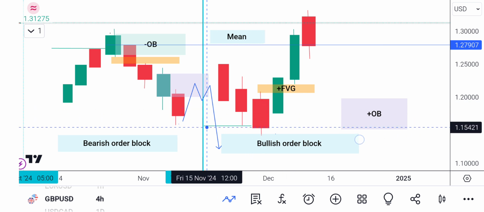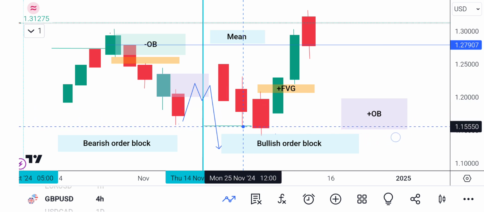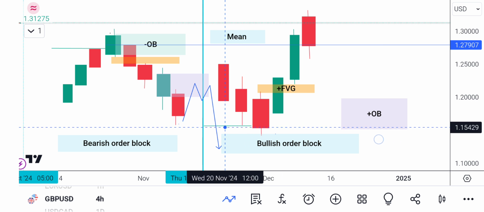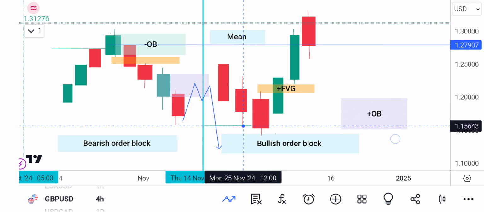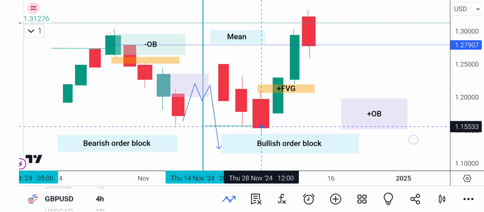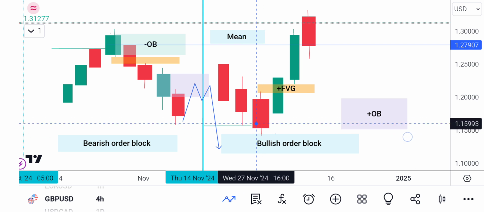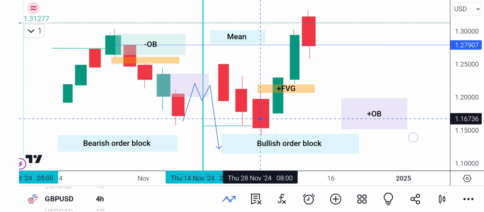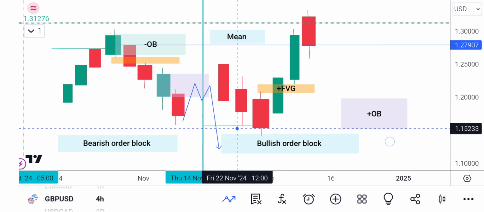Now, what is the criteria? First, it has to take liquidity below an old low. This candle here formed a low, so this low is an old low because it formed prior to this one, so it is old. Now we want to see this candle trade below it and take liquidity below this old low.